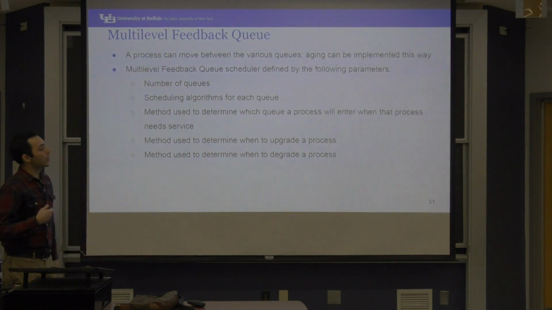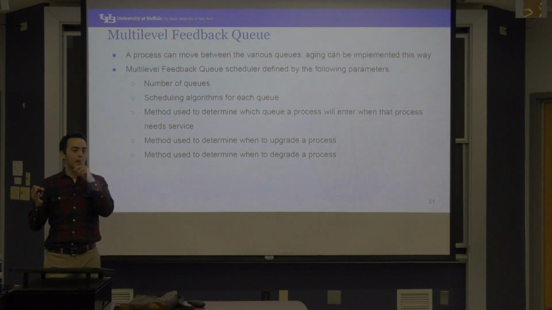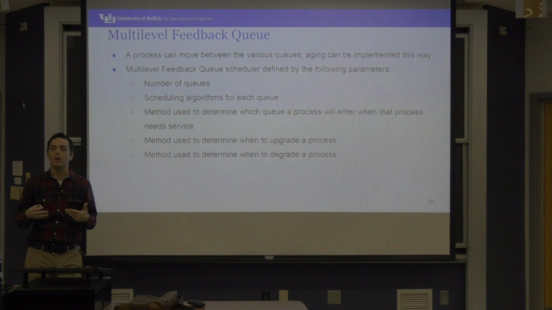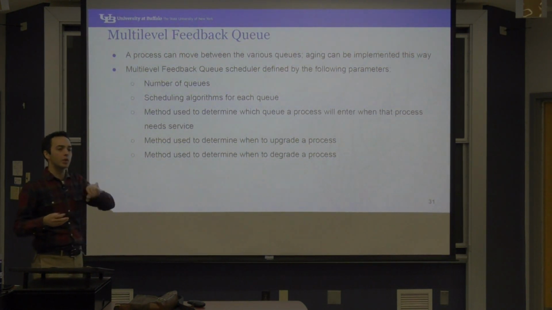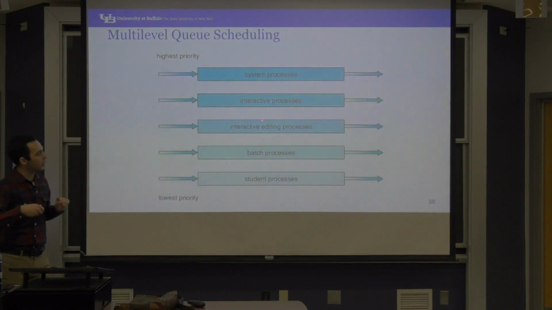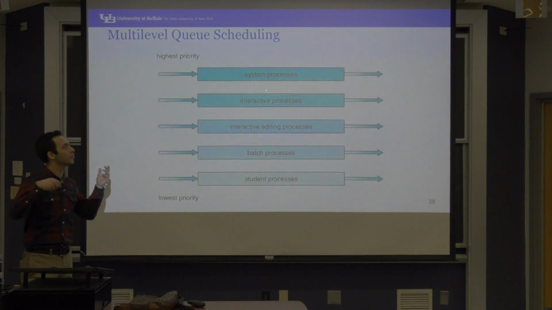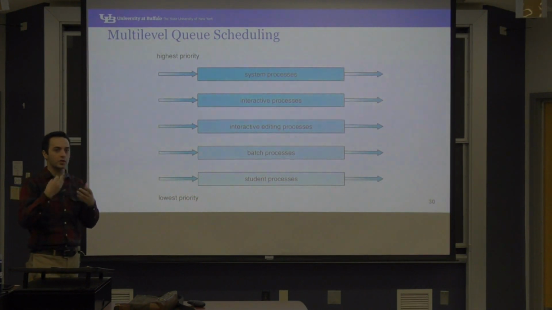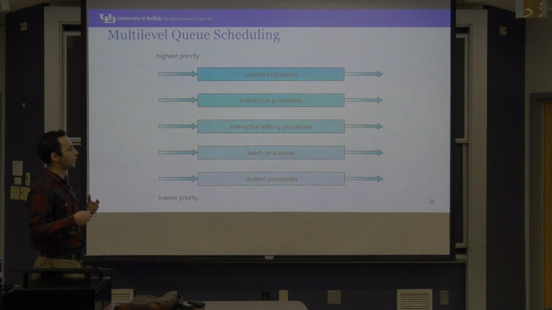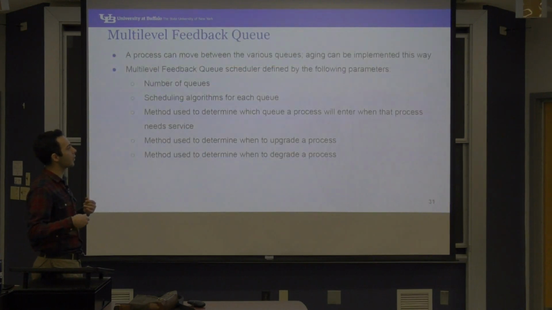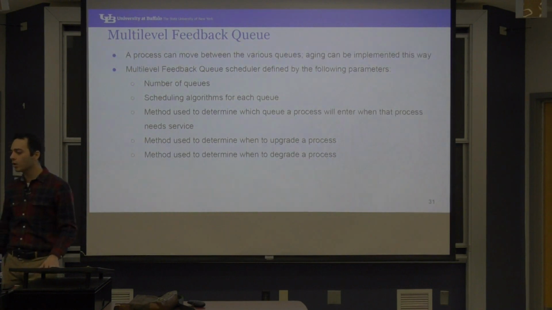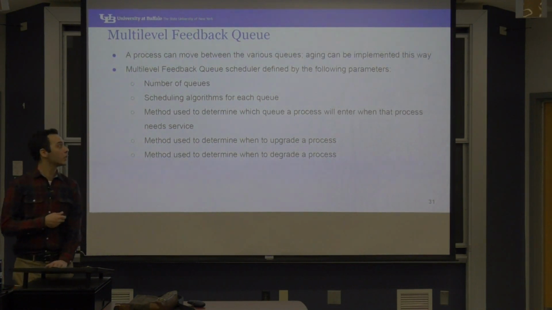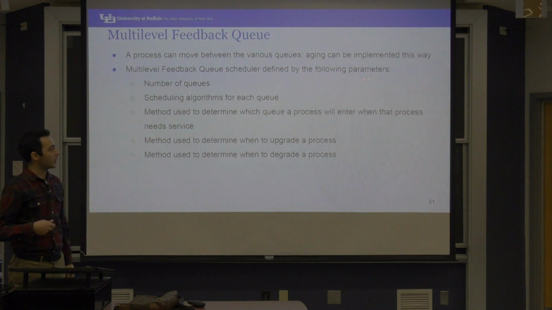Now, what is a feedback queue? A feedback queue is when your priority, for example, changes over time, or you can move between queues. Maybe at some point this process was here, but for some reason you have to move it up to here. So there is feedback that should be calculated in the OS to move processes within the queues. So the multi-level feedback queue scheduler is defined by the following parameters.